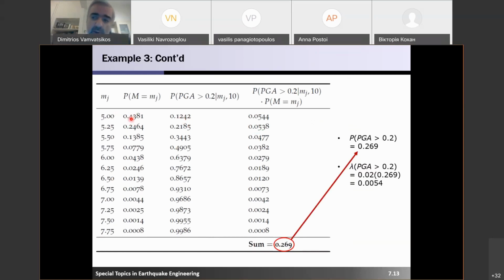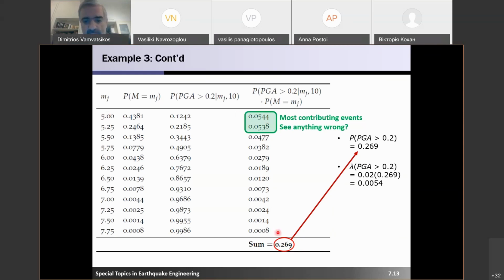So small earthquakes are frequent, but they're weak. Large earthquakes are infrequent, but they're very strong. Multiply the two, and this is the number you should be looking at. Now, look at this number and you see actually the contribution. You can see very easily that the contribution of the smaller events is the most important one.